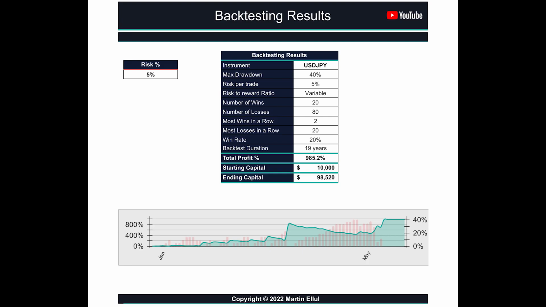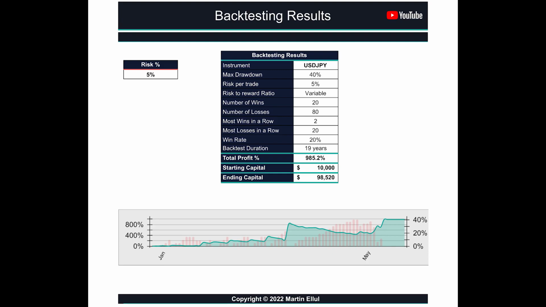And the backtest was over 19 years, obviously because it's on the weekly time frame, with a total profit of 985%. So essentially, if you had started with $10,000, you would have ended up with $98,520. So it's almost times 10 over almost 20 years. So that's a pretty insane return.